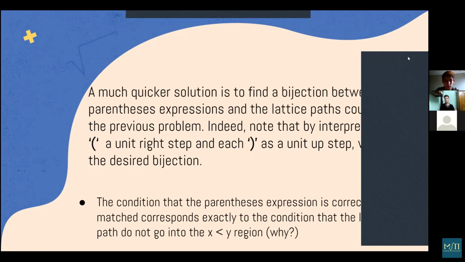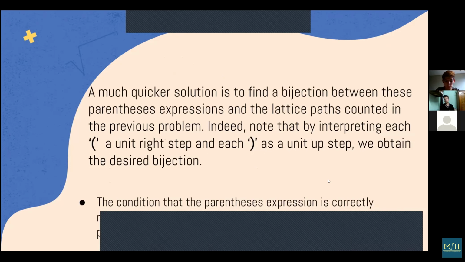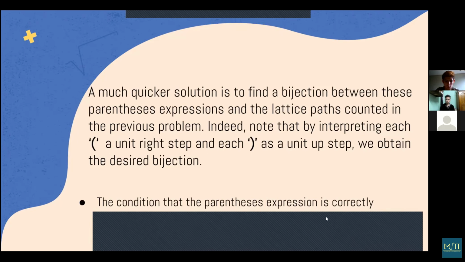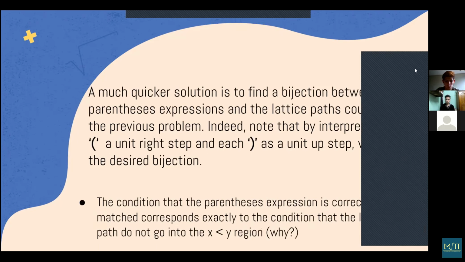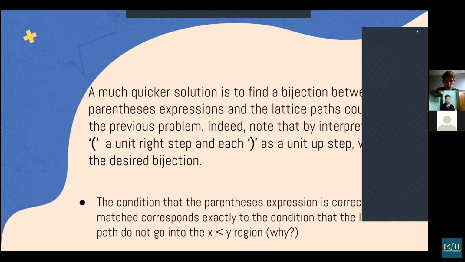To solve this, we've got to find a bijection between the parentheses expressions and the lattice paths counted in the previous problem. If we interpret the left opening parentheses as a unit right step and the right closing parentheses as a unit up step, we obtain the desired bijection. I won't be solving this problem totally, but this will result in a fairly intuitive solution if we just ponder on this for a while, right?